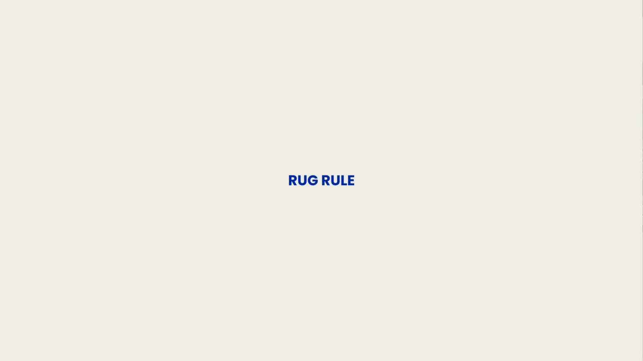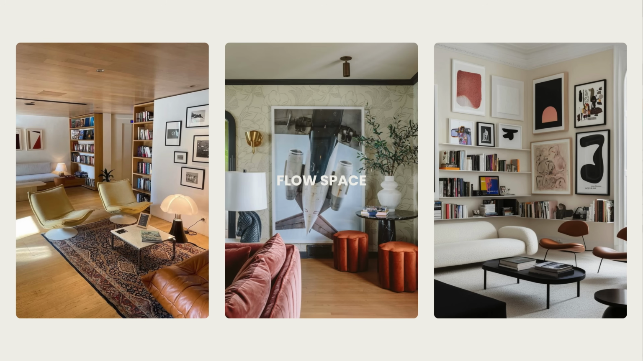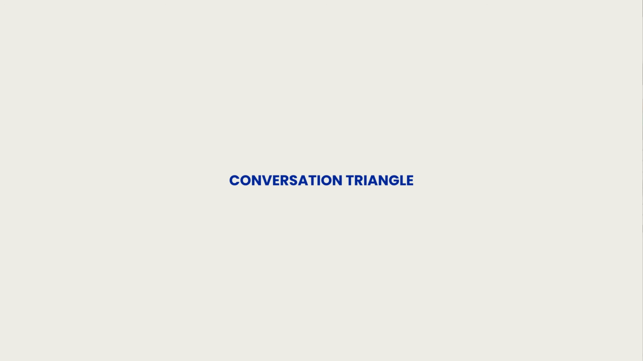So the first one is the rug rule. You want the front legs of sofas and chairs to sit on the rug, and if the rug is floating alone, it's too small and it will disconnect the room. Next one is flow space. You want to leave 16 to 20 inches or 40 to 50 centimeters between pieces so movement feels natural, effortless, and not cramped.